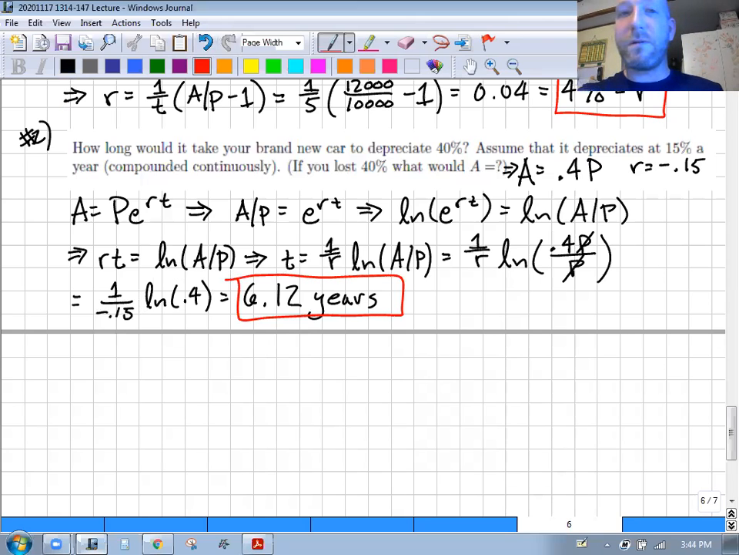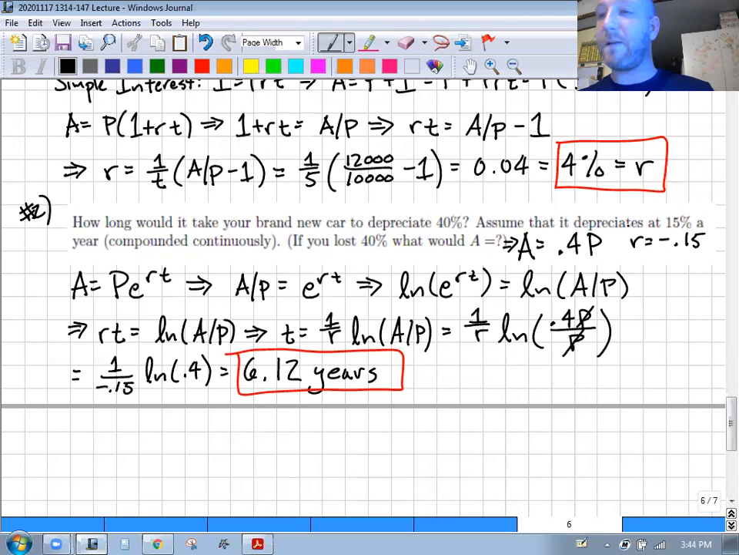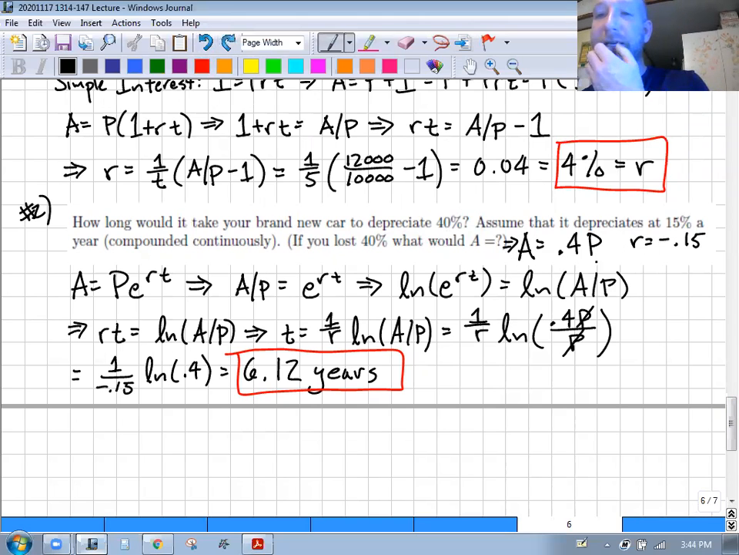All right, so these were a couple of difficult problems, right? That's why I wanted to do them as a quiz here. When things depreciate, that means your rate is going to be a negative. Again, they said it's depreciating 40% overall. That means that your amount is 40% of your price, right? New car to depreciate 40%. Well, let's see. Did I do that right?